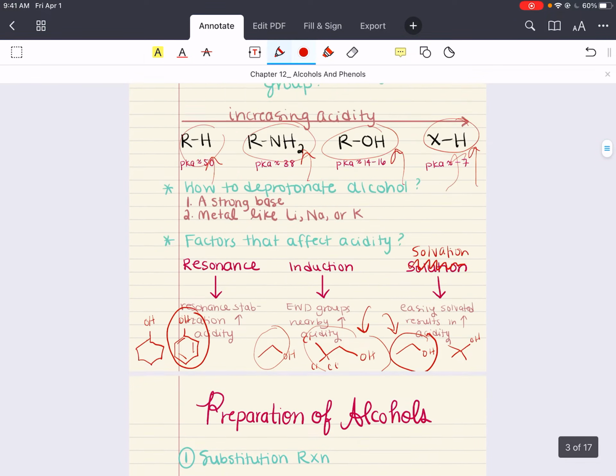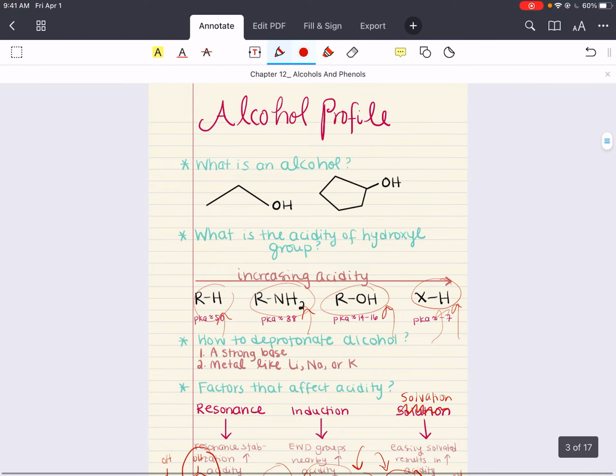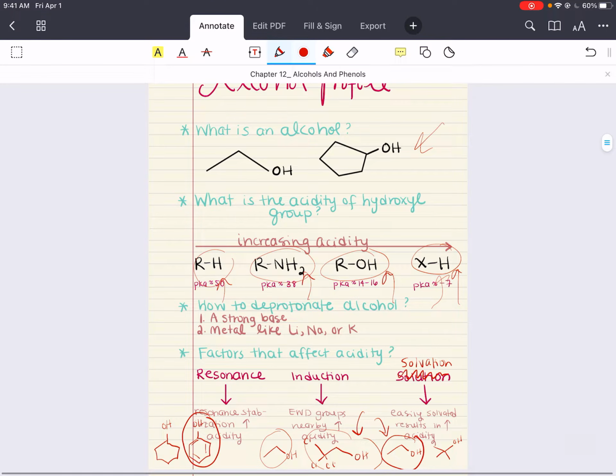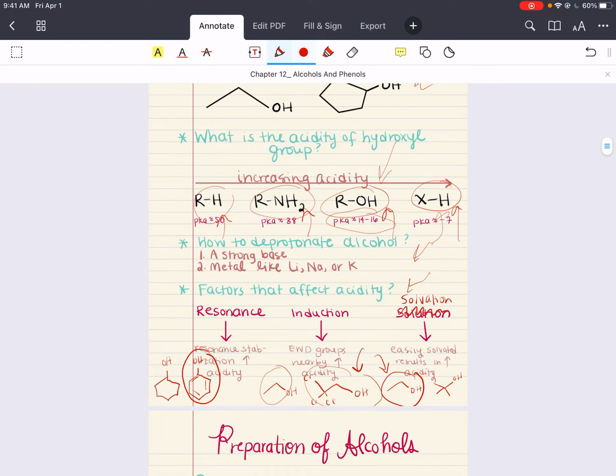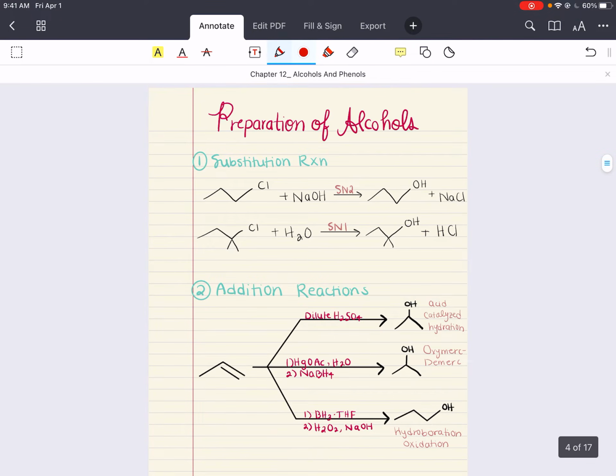Now, with this nice profile we've built up on alcohols, we know how to identify them. We know their acidity, pKa between 14 and 16. We know how to deprotonate an alcohol. And we also talked about factors that affect the acidity of alcohols. So we have this complete profile on alcohols. Let's jump into all the methods and techniques we can use to prepare alcohols.